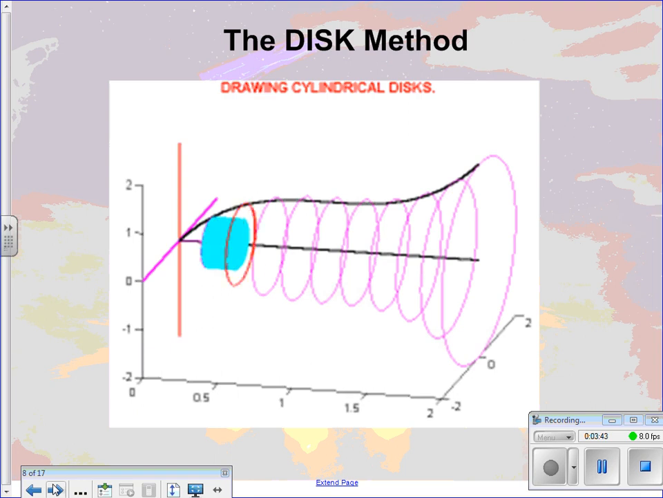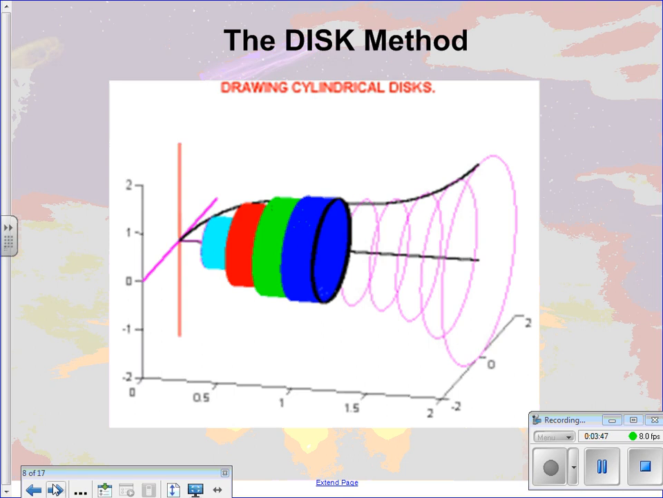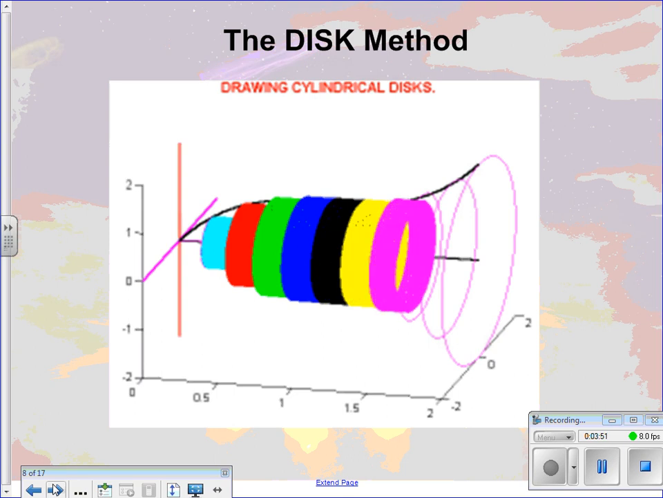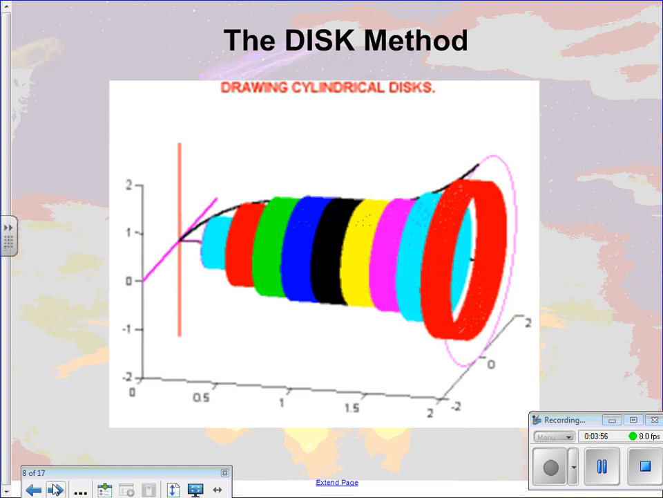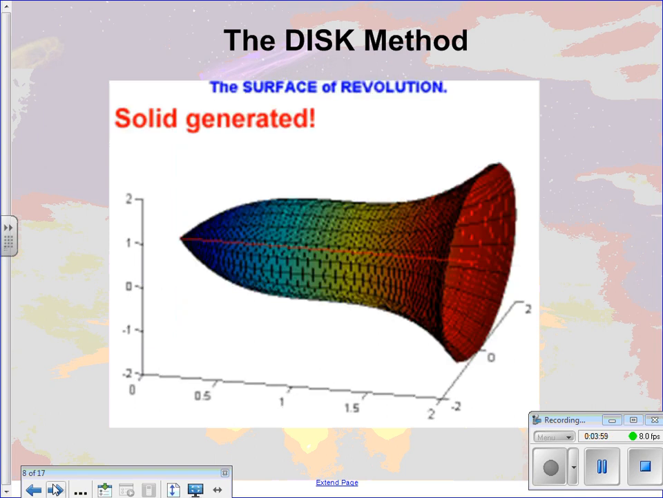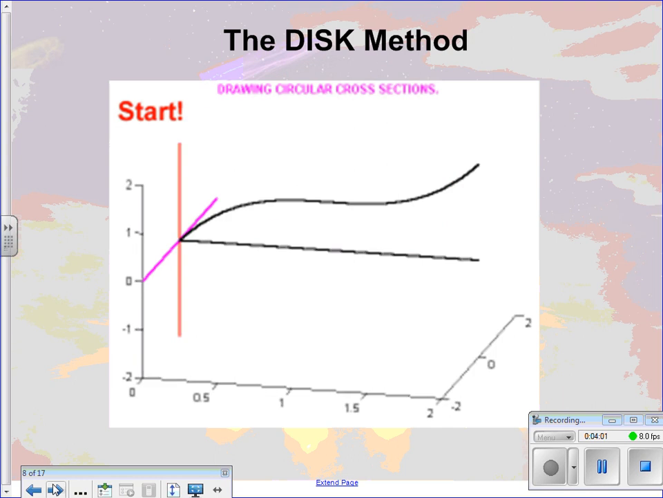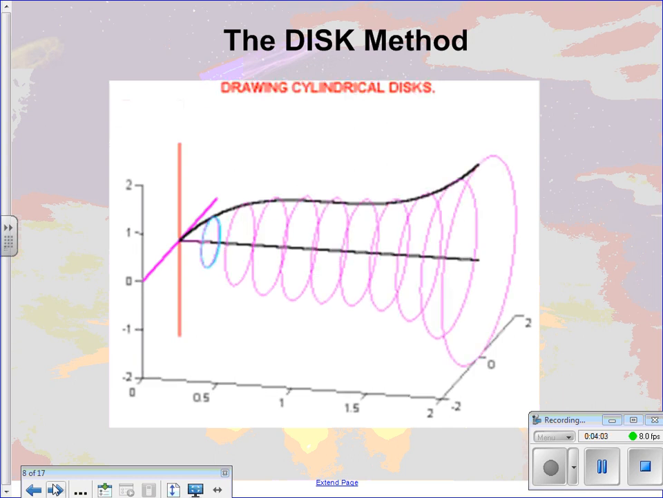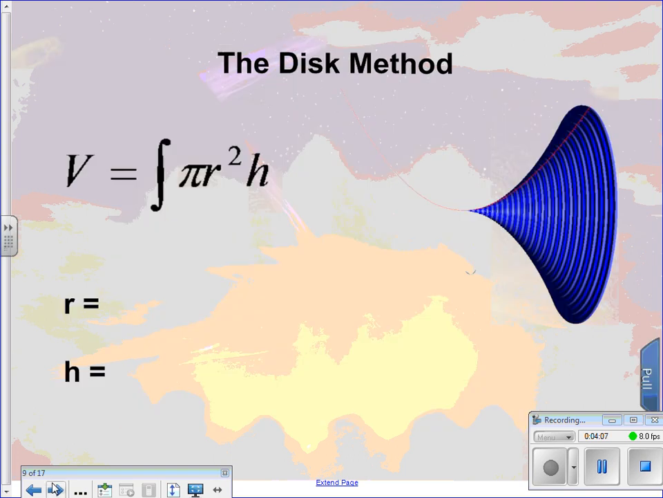So once again, so you can see what's happening, each one of these is a rectangle spun around, a rectangle spun around, a rectangle spun around. But when you look at this, that's not quite smooth to match the curve. So what do we need to have? Narrower rectangles. And what do we do when we add up a whole bunch of really skinny things? We do the integral. The integral of pi r squared h.